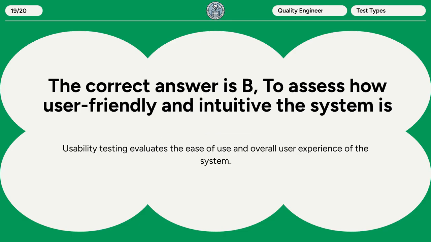The correct answer is B. To assess how user-friendly and intuitive the system is. Usability testing evaluates the ease of use and overall user experience of the system.